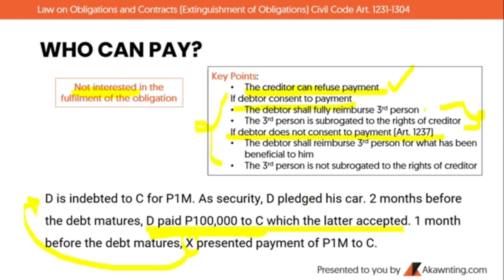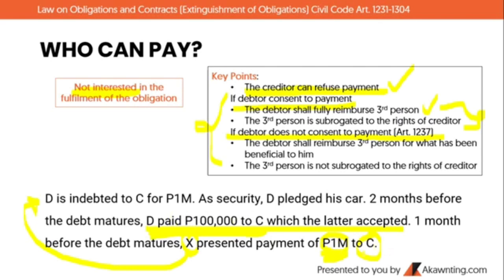Okay? So, obviously, nandito tayo. The debtor shall fully reimburse the third person. Dahil si X nagbayad ng 1 million, itong loko-lokong C, tinanggap niya yung buong 1 million. Oh, bakit? Ano bang mali doon? Actually, mali yun kasi dapat sinabihan ni X na 900,000 na lang yung utang ni D, di ba? Kasi nagbayad na si D ng 100,000, nagpauna na siya.